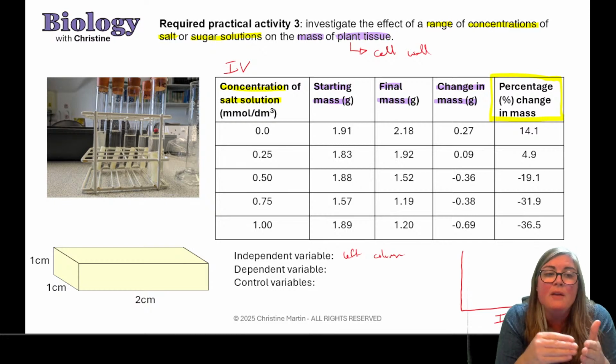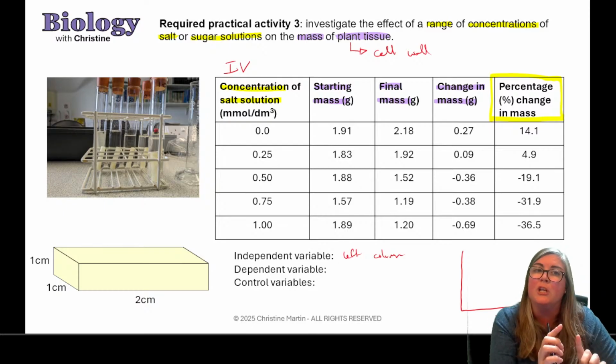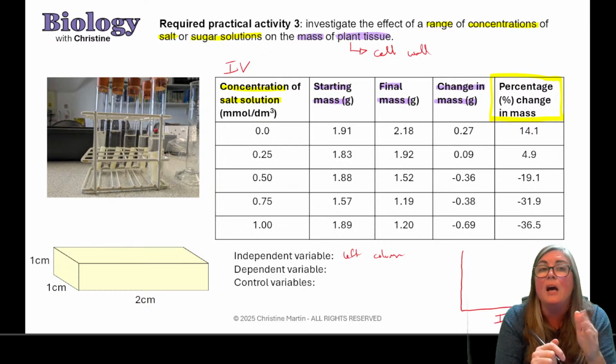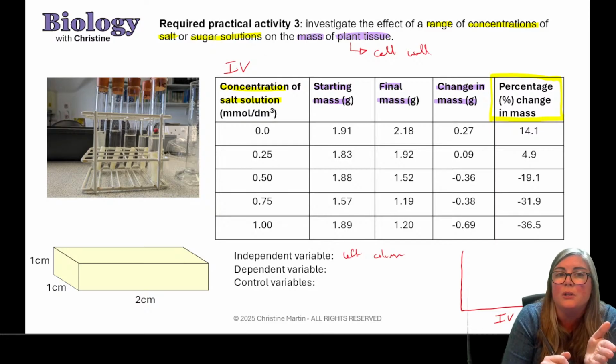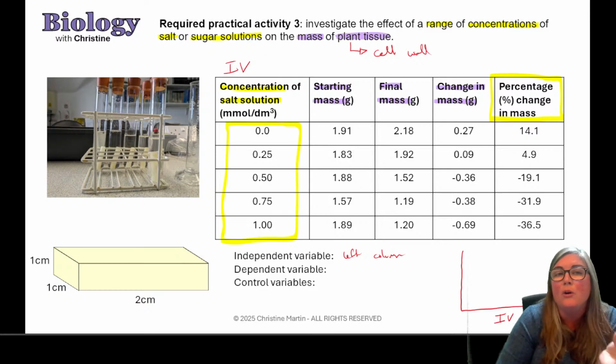Ideally, with every investigation that you do, you would want to have an independent variable that you are changing. In this case, I've changed my concentration of salt solution, and I have given 5 values that I've used. So that is my concentration of salt solution. I've given 5 values for my independent variable.